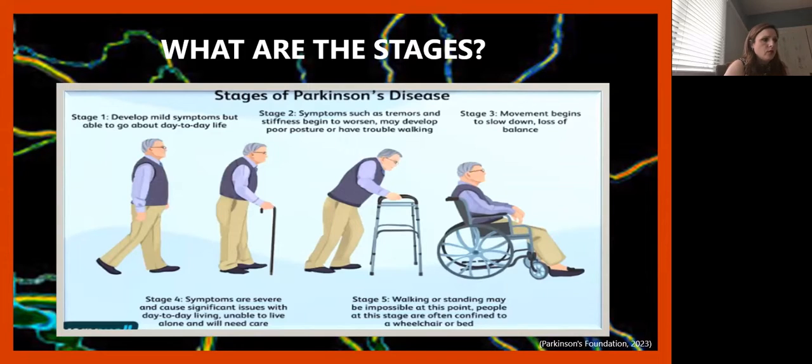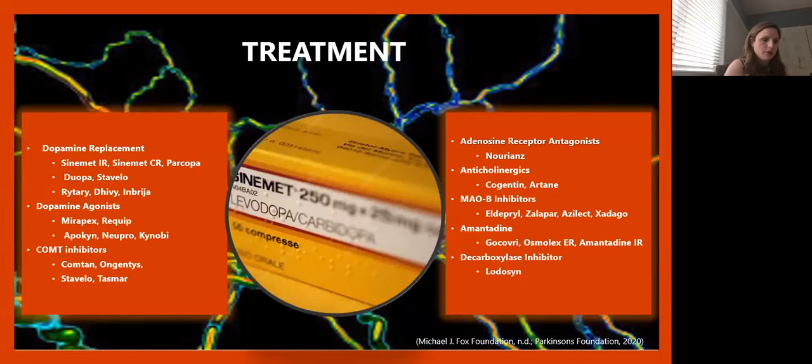Stage 5 is actually the most advanced and unfortunately the most debilitating stage. The stiffness in the legs makes it impossible to stand or walk. So the person is usually bedridden or confined to a wheelchair unless aided, and they do need assistance 24 hours. Okay, next slide, sorry.